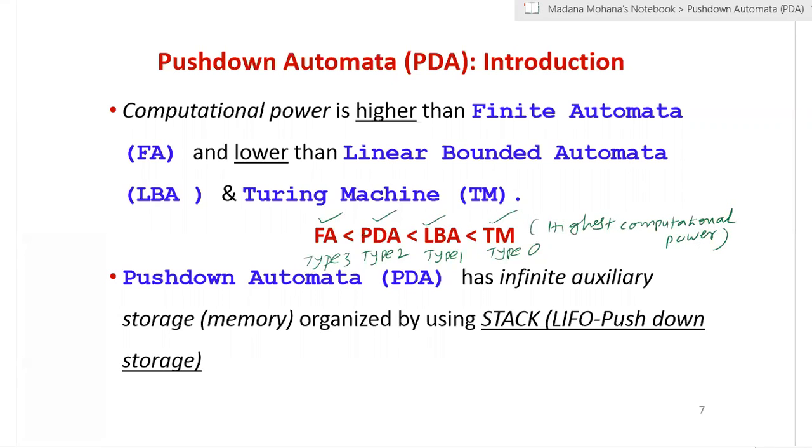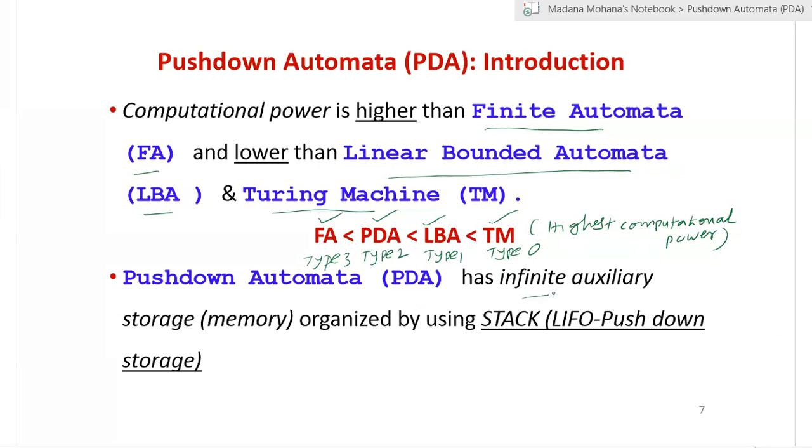Those are linear bounded automata, pushdown automata, and finite automata. Finite automata has the least computational power compared to the other 3 models, that is PDA, LBA, and Turing machine. Whereas PDA has higher computational power than finite automata, but less than the remaining 2 models, that is LBA and Turing machine. Linear bounded automata has higher computational power than finite automata and PDA, but less than Turing machine. Like that, the hierarchy is followed. Same thing is given here: the computational power is higher than finite automata and lower than the remaining models, that is linear bounded automata and Turing machine.